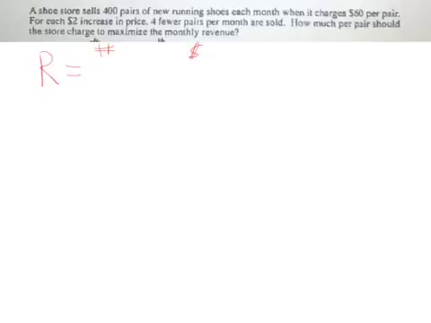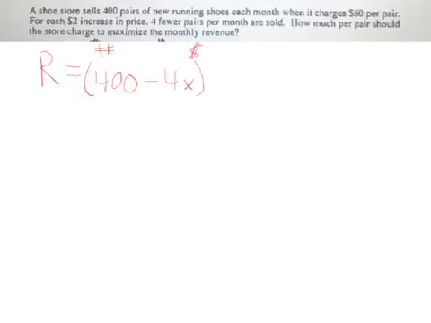As far as the number of shoes, we're starting with the base amount of 400 pairs and figuring out the other information based off that 400. So we're starting with 400, and we are told that for each $2 increase in price, 4 fewer pairs per month are sold. So if we let x be the number of pairs of shoes, we're going to have 4x fewer per month. So we're subtracting 4 times x.